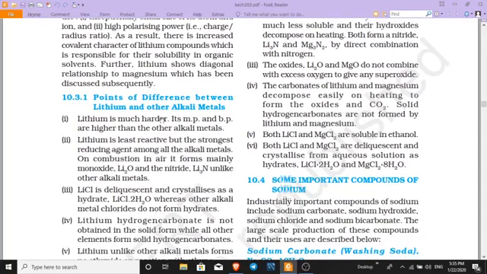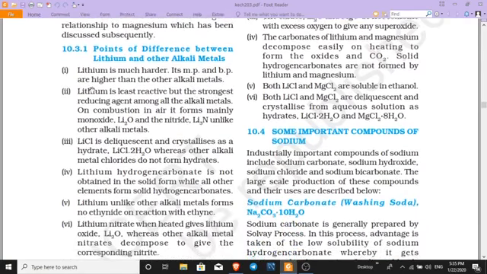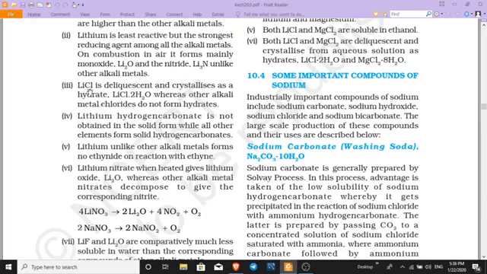Points of difference between lithium and other alkali metals. Lithium is much harder. Its melting point and boiling point are higher than the other alkali metals. Lithium is the least reactive but the strongest reducing agent among the alkali metals. On combustion in air, it forms mainly the monoxide, Li2O, and the nitride, Li3N, unlike other alkali metals.